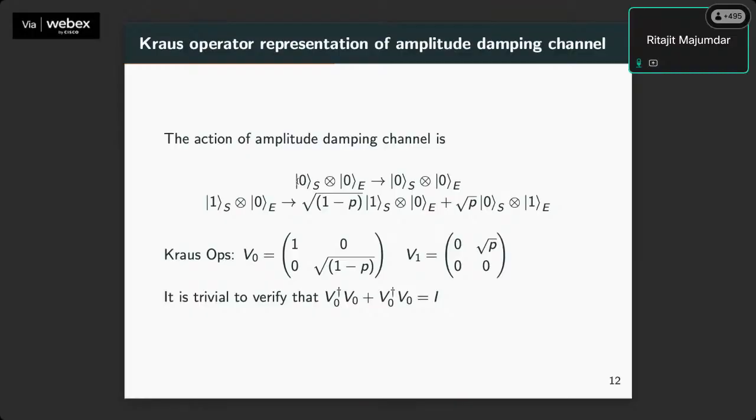So the first thing is, if the system is in zero, this is my environment. If the system is in zero, it remains zero. If the system is in one, with certain probability, nothing happens, but with some probability, it releases this extra energy. The environment gets excited. It goes to the state one, but the system goes down to the state zero. The Kraus operator corresponding to this is like this. These are very well-defined Kraus operators. So the Kraus operator looks like this.